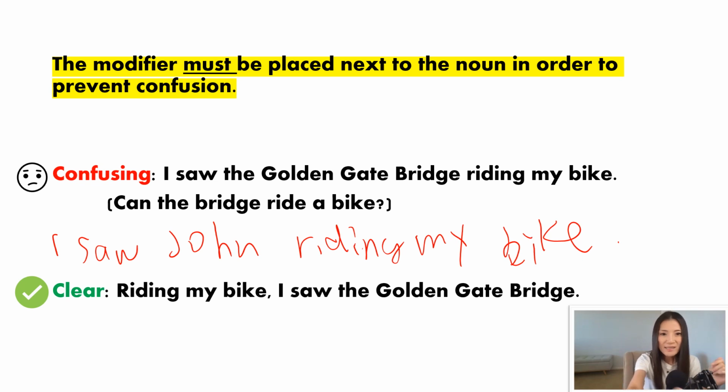I shouldn't say I saw the Golden Gate Bridge riding my bike because bridges cannot ride bikes. Instead, to make it more clear, place riding my bike next to the person who's actually riding the bike. Riding my bike, I saw the Golden Gate Bridge.